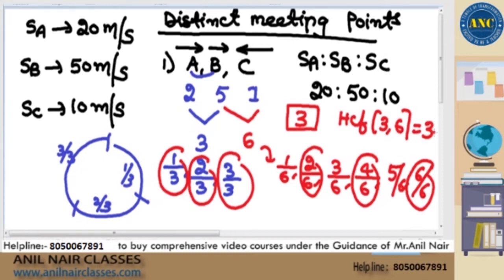In the first question I showed why there will be 3 distinct meeting points. 3 meeting points will be 1 by 3, 2 by 3, 3 by 3. 6 meeting points will be 1 by 6, 2 by 6, 3 by 6, 4 by 6, 5 by 6 and 6 by 6. I hope it is clear. Saurav, it is clear. Now I will change the direction.